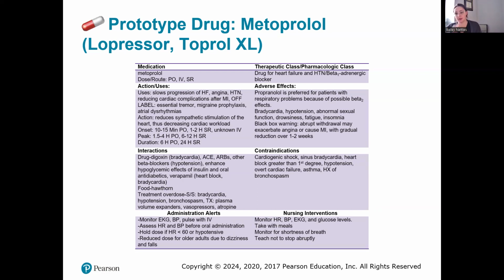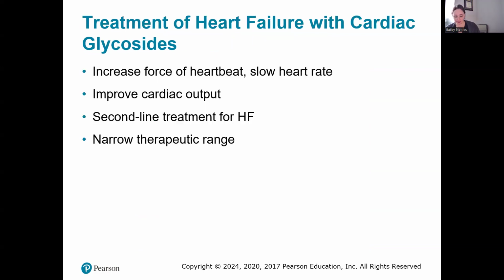They need propranolol. Okay. We want to monitor EKG, blood pressure, heart rate. Okay. Assess their heart rate and blood pressure before administration. If it's less than 60 or they're hypotensive, don't give it. I mean, I don't care if they're having a heart attack right now and the cardiologist says give it. If their blood pressure is 70 over 40, maybe we should have a discussion. Okay. We also want to reduce the doses in older adults because they have an increased risk of falls and dizziness. Once again, monitor heart rate, blood pressure, EKG, glucose levels. Take with meals. Monitor for shortness of breath or bronchoconstriction, and teach them not to stop abruptly.